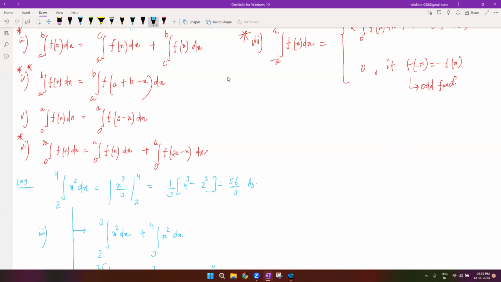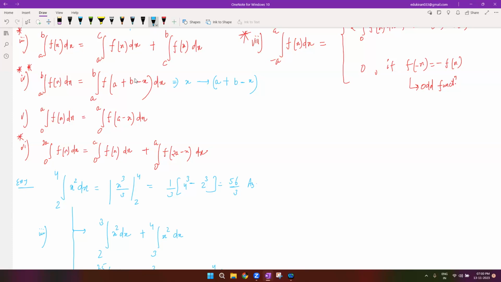Okay, understand what are we doing here? We are just transforming x as a plus b minus x. Everything remains same. You just change your variable x to a plus b minus x, and the answer remains same. This is a very important property. This will be used extensively. This is the most used property in all of these 8 properties, right?